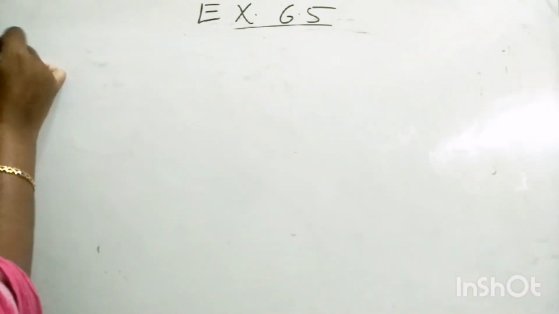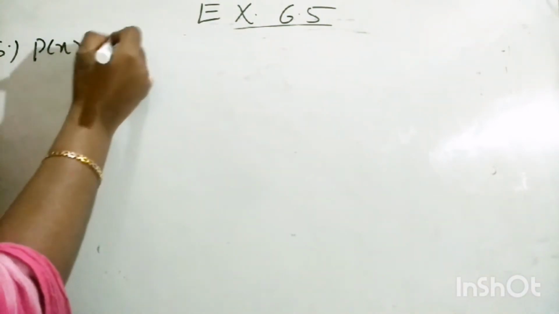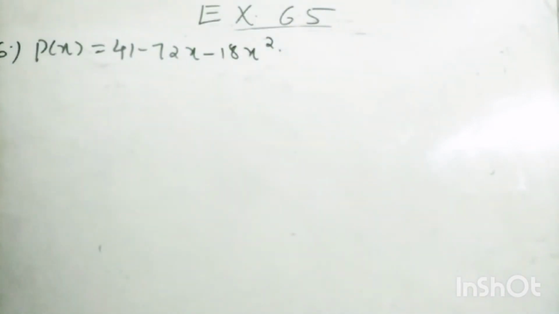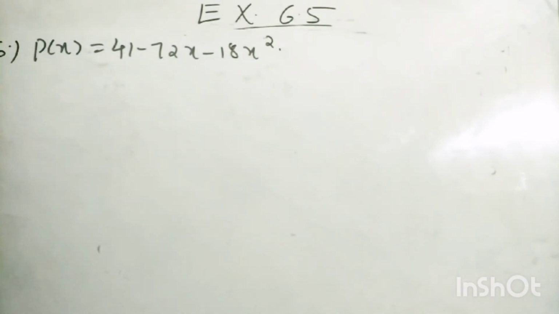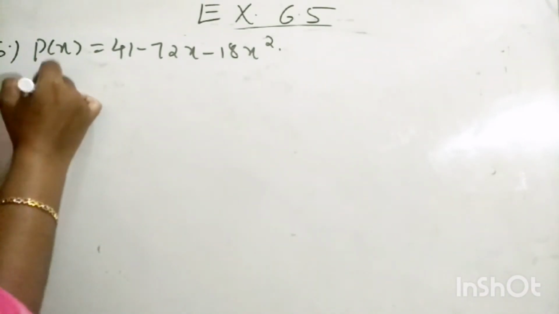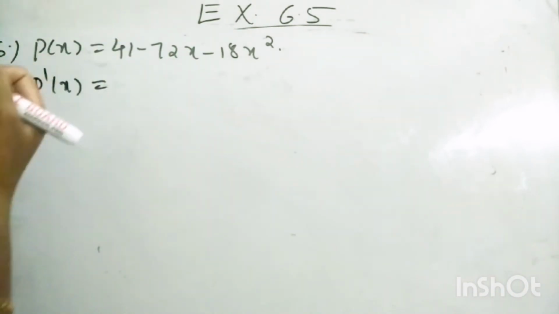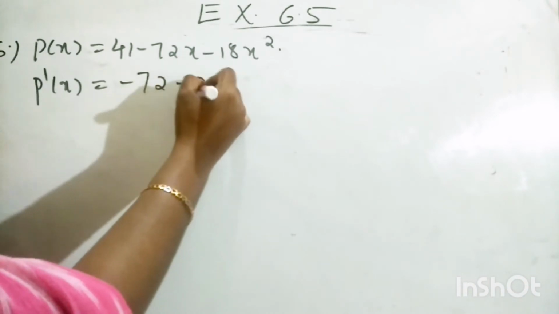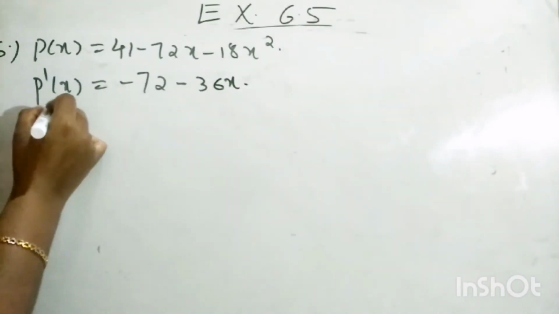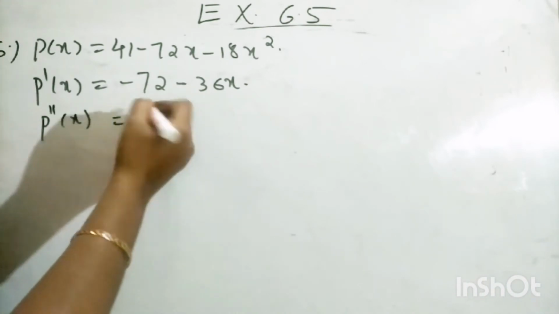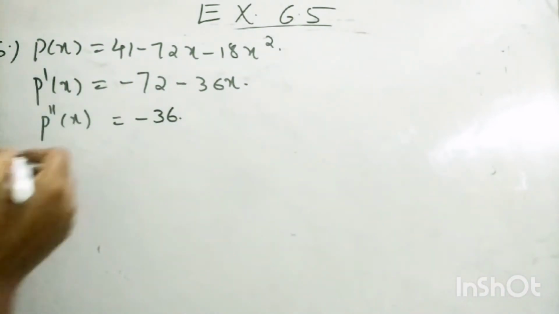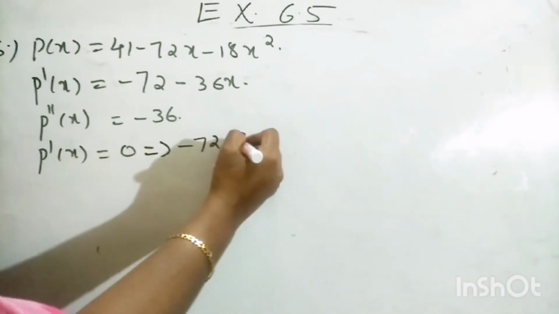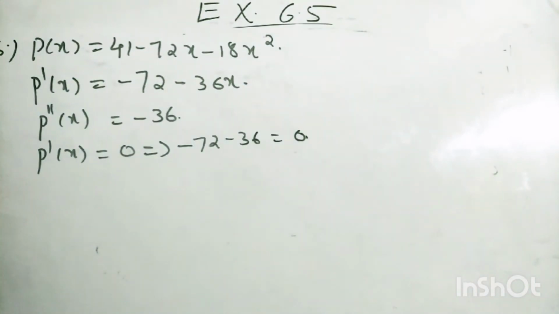So the sixth question, p of x is equal to 41 minus 72x minus 18x square. Then p dash of x is equal to 0 (the derivative of 41 is 0), minus 72 minus 36x we will get. P double dash of x, we will get minus 36. Now equate p dash of x is equal to 0.